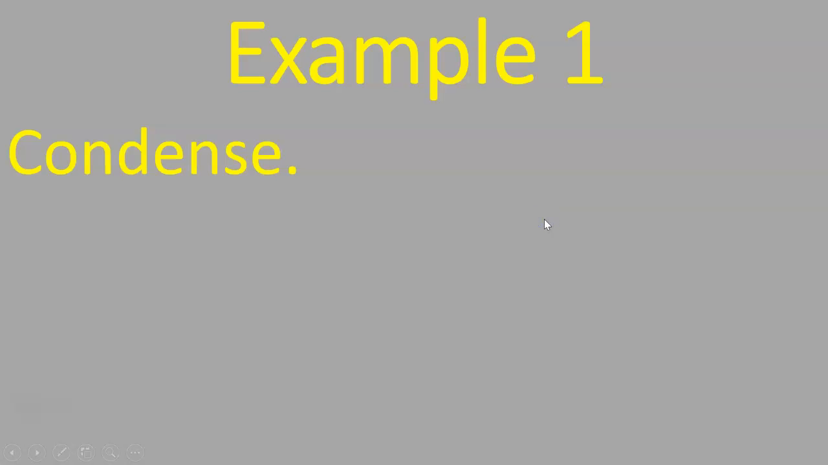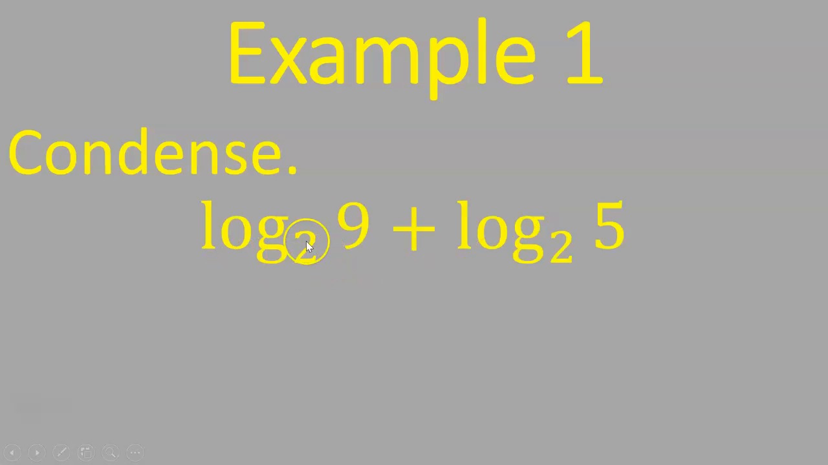Example 1, we're condensing here, so we have multiple logs. Now we do need the same log base. If you don't have the same log base, that's another issue, but this video will focus on the same log base. So log base 2 of 9 plus log base 2 of 5. Remember, there's an association between add and multiply. So we multiply the two arguments, 9 times 5, to condense. Remember, in math class, you can't do something for free. So by going from 2 logs down to 1 log, I change addition to multiplication.